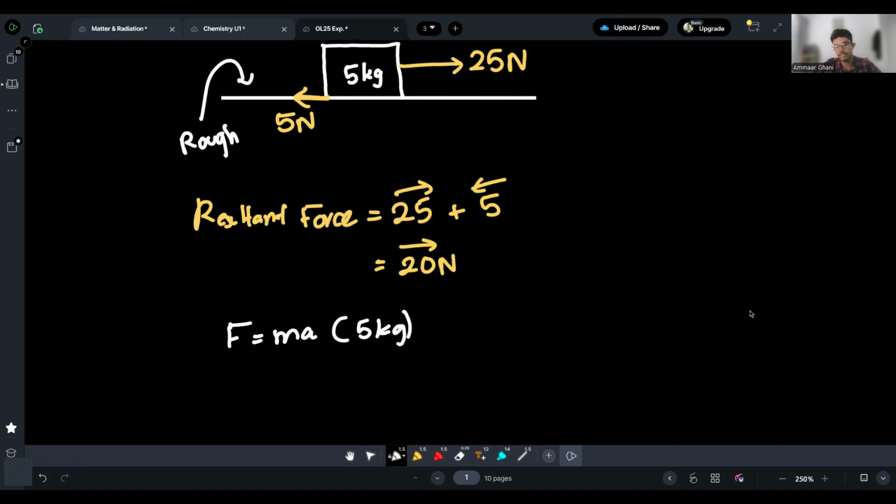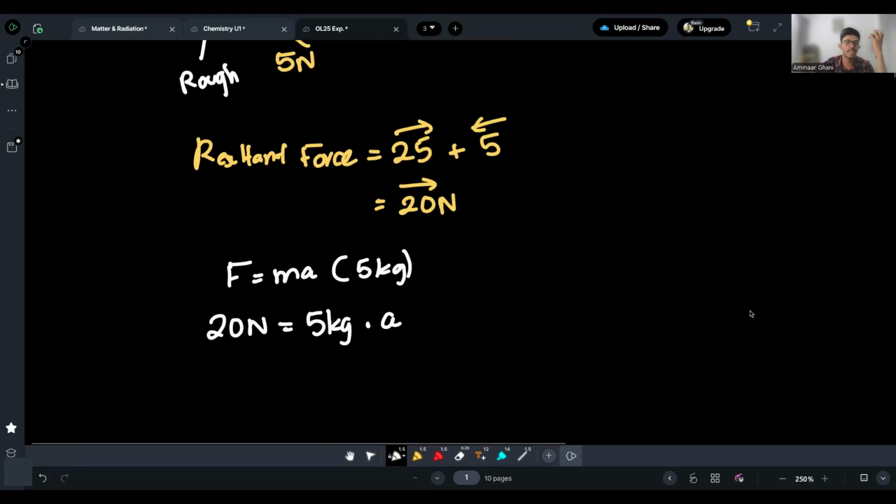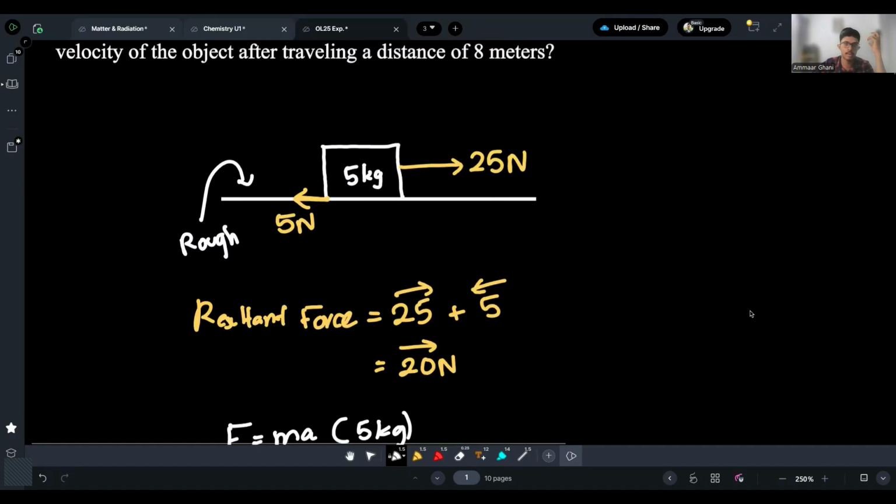Okay, so F, what's the force? It moves with the resultant force of 20 Newton. So the force is 20 Newton here. The mass is 5 kilogram. Now, we have a hint here. We have only one variable remaining, which is the acceleration. So from this step, we can find the acceleration of the object as 4 m s^-2.